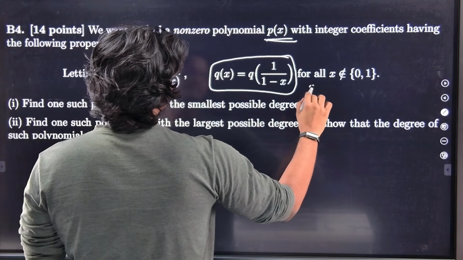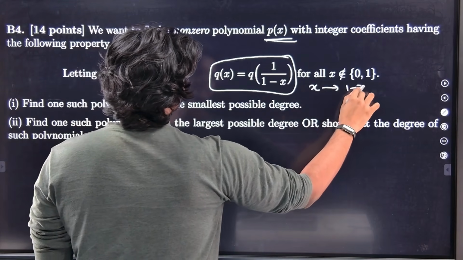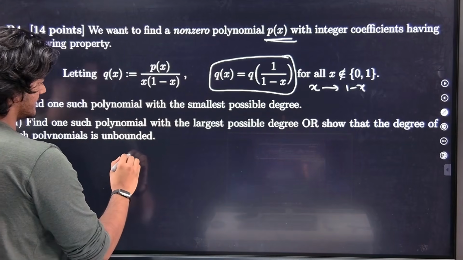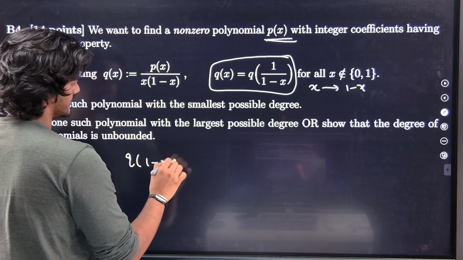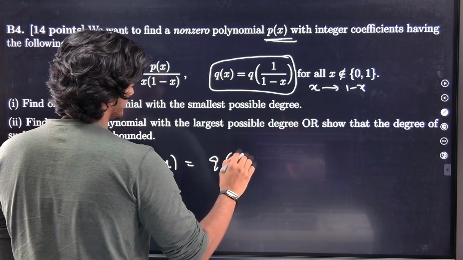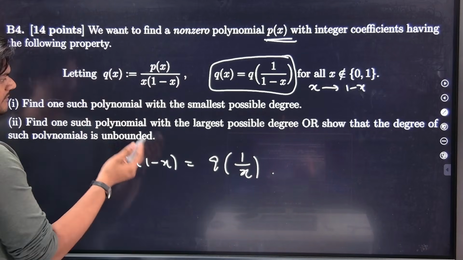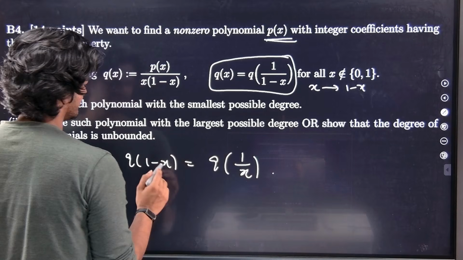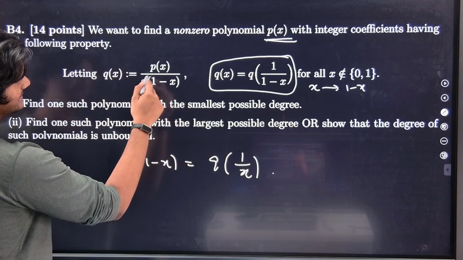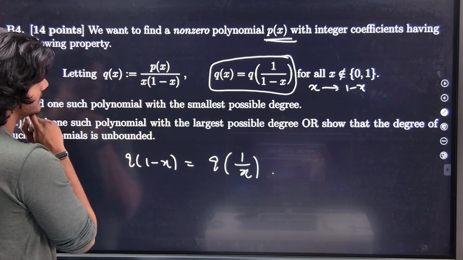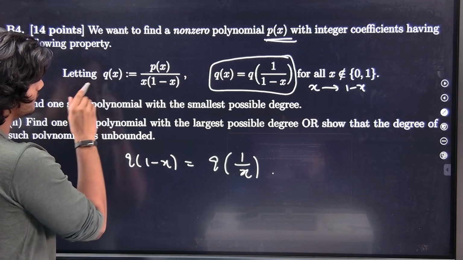So instead of x, if I replace x with 1 minus x, I'll get something like q of 1 minus x is equal to q of 1 by x, right? So here, why did I do this? I simply wanted to have something simple. This is much easier to do compared to this, right? So what do I get here?